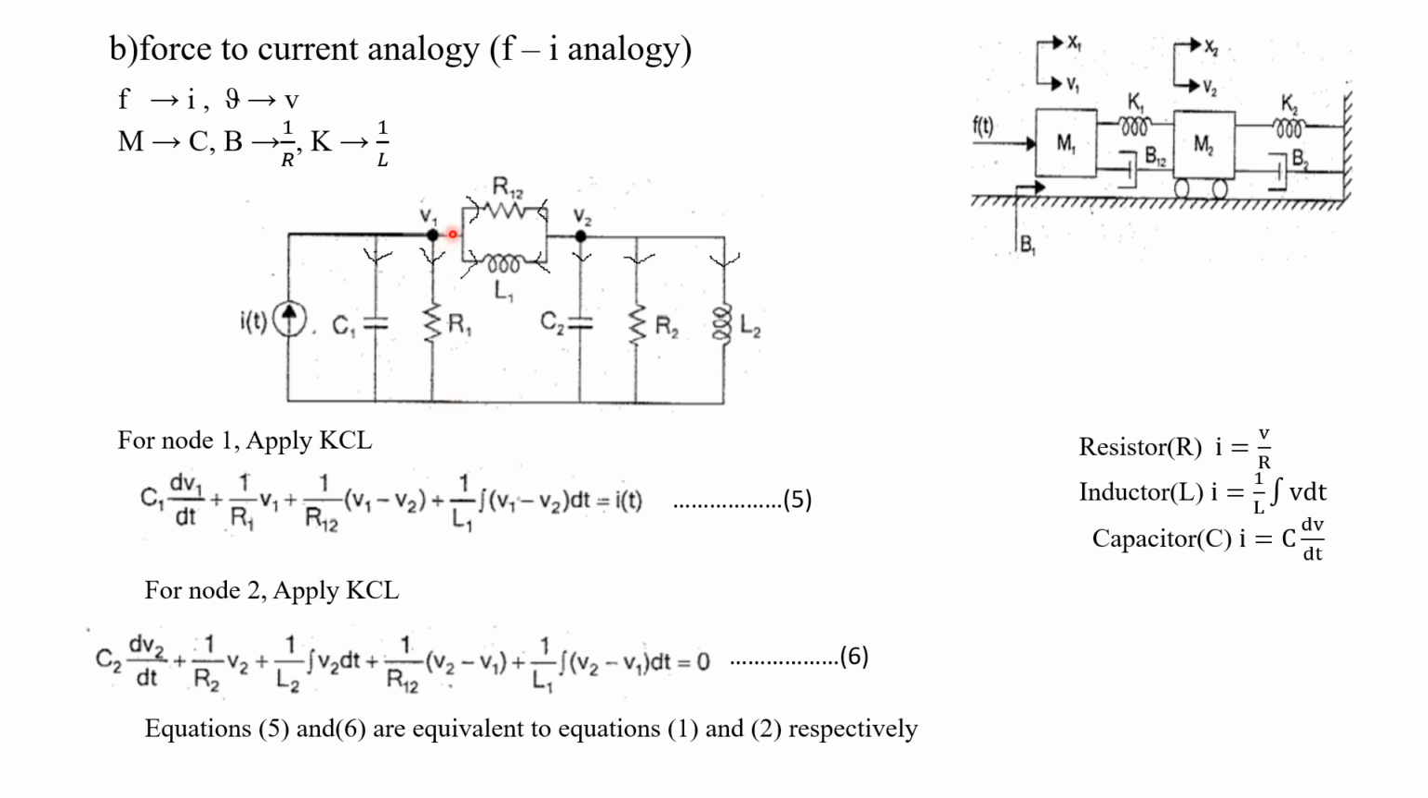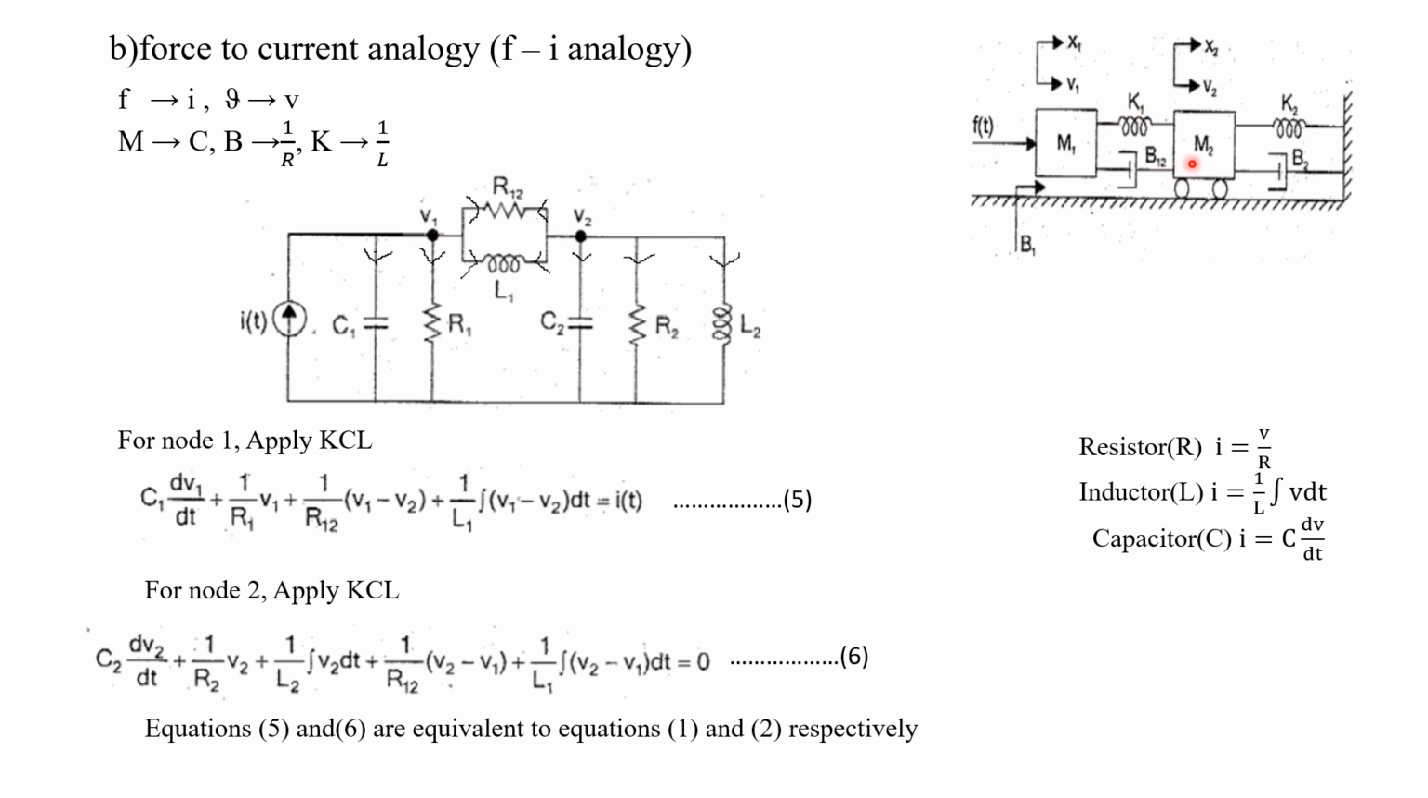Understood? Now the elements related between M1 as well as M2 are K1 as well as B12. What is K? K is equated to L. So in between V1 as well as V2, we have to draw this L1 because it is K1. Understood? Then B12. B is nothing but R, so R12 should also be connected between V1 as well as V2. Understood? In this way, we can connect all the elements related to this mass M1.